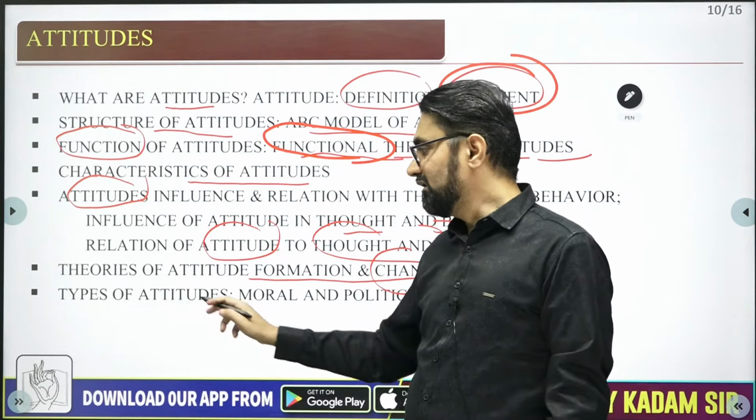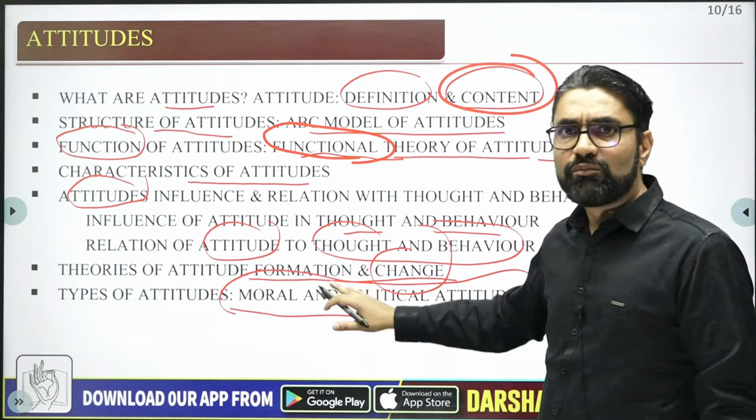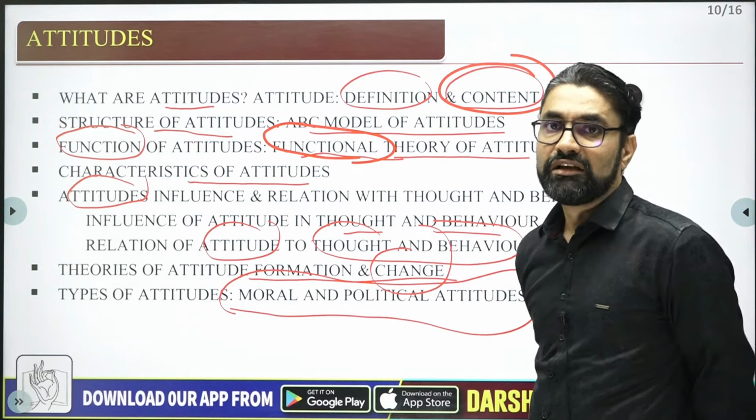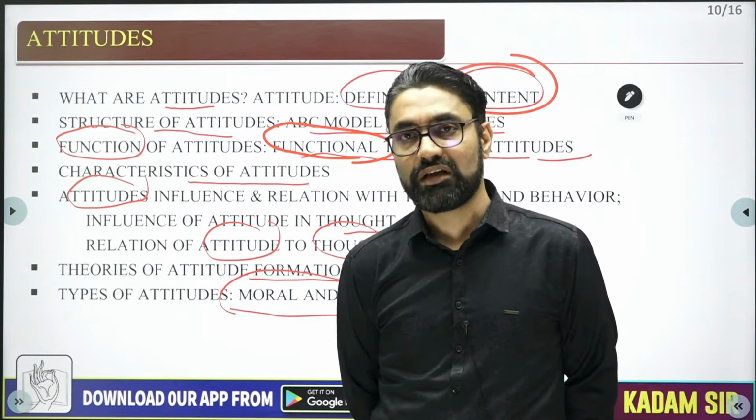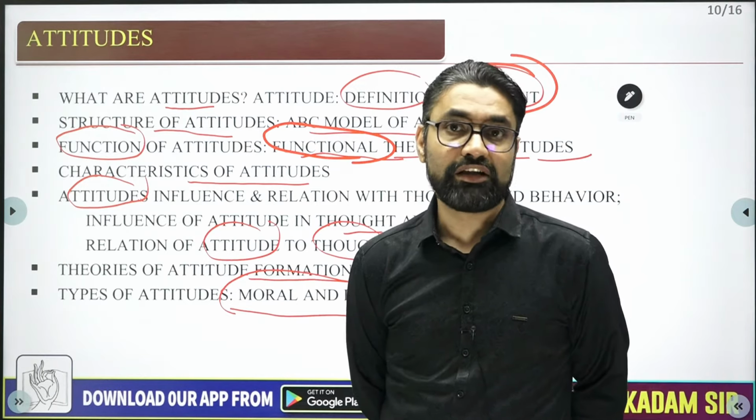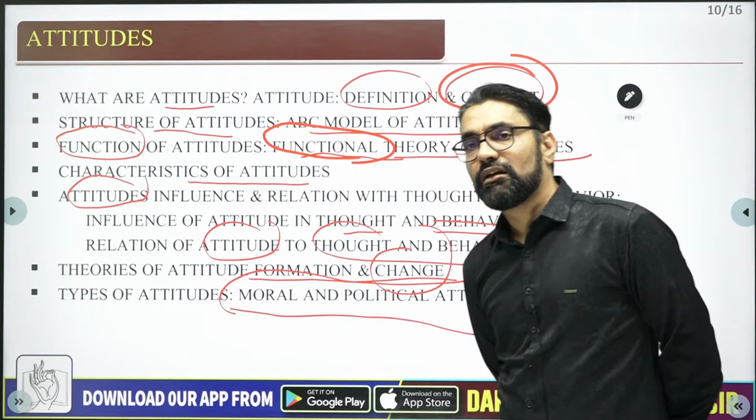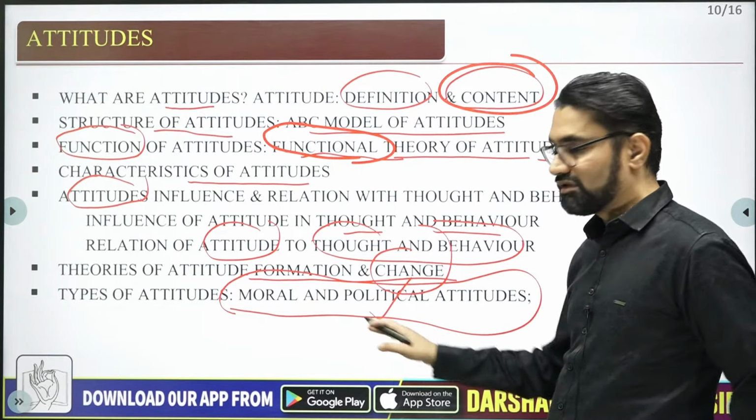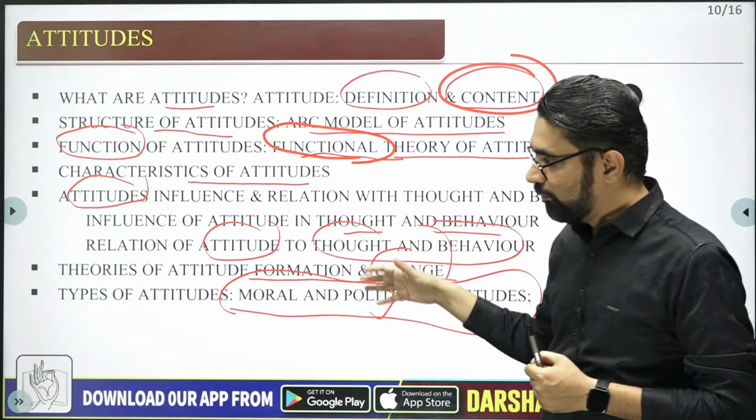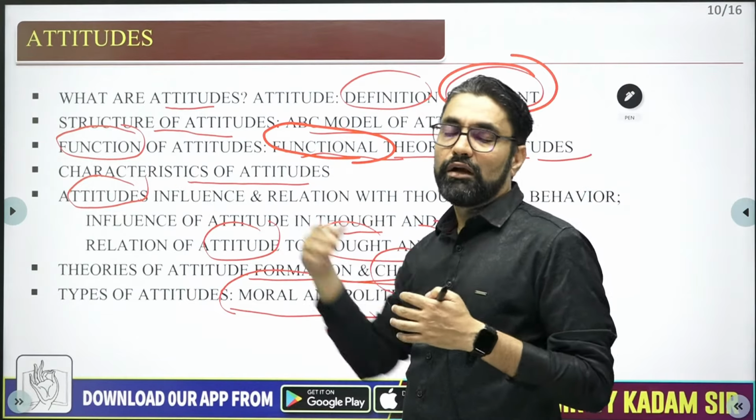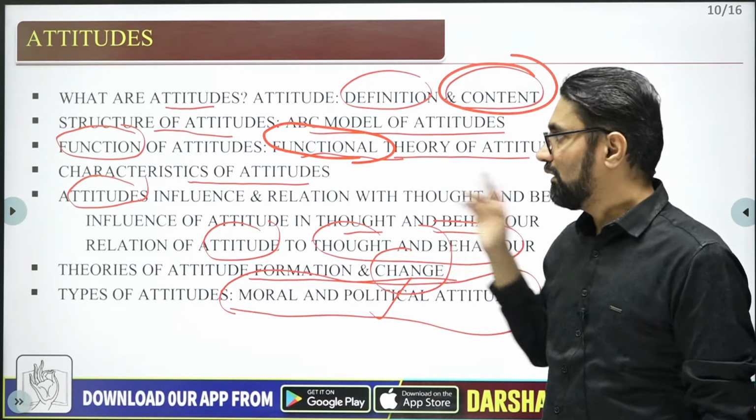And then we will discuss types of attitude, that is, moral and political attitude. They have mentioned moral and political attitude in the syllabus, but I will discuss more than that, 12-13 attitudes in the class: economic attitude, political attitude, social attitude, religious attitude, scientific attitude, like that. Obviously we will discuss moral and political attitudes, but we will discuss many more attitudes than that. So this is about attitude theory.